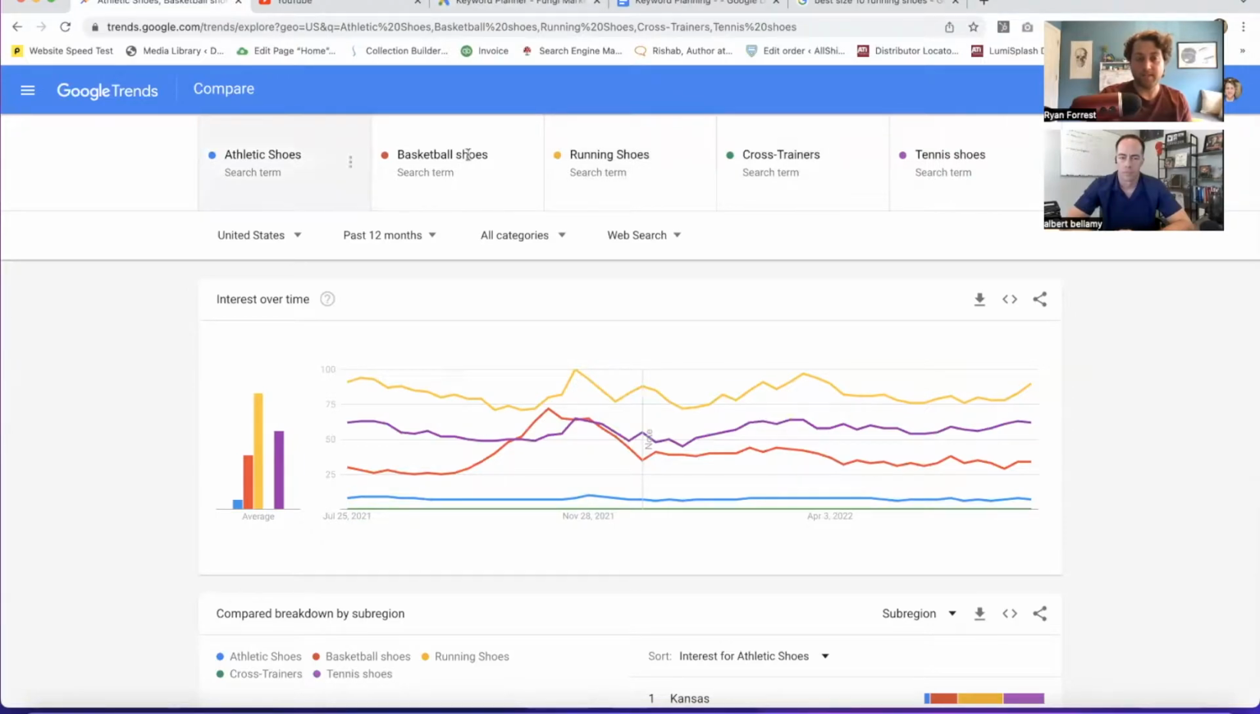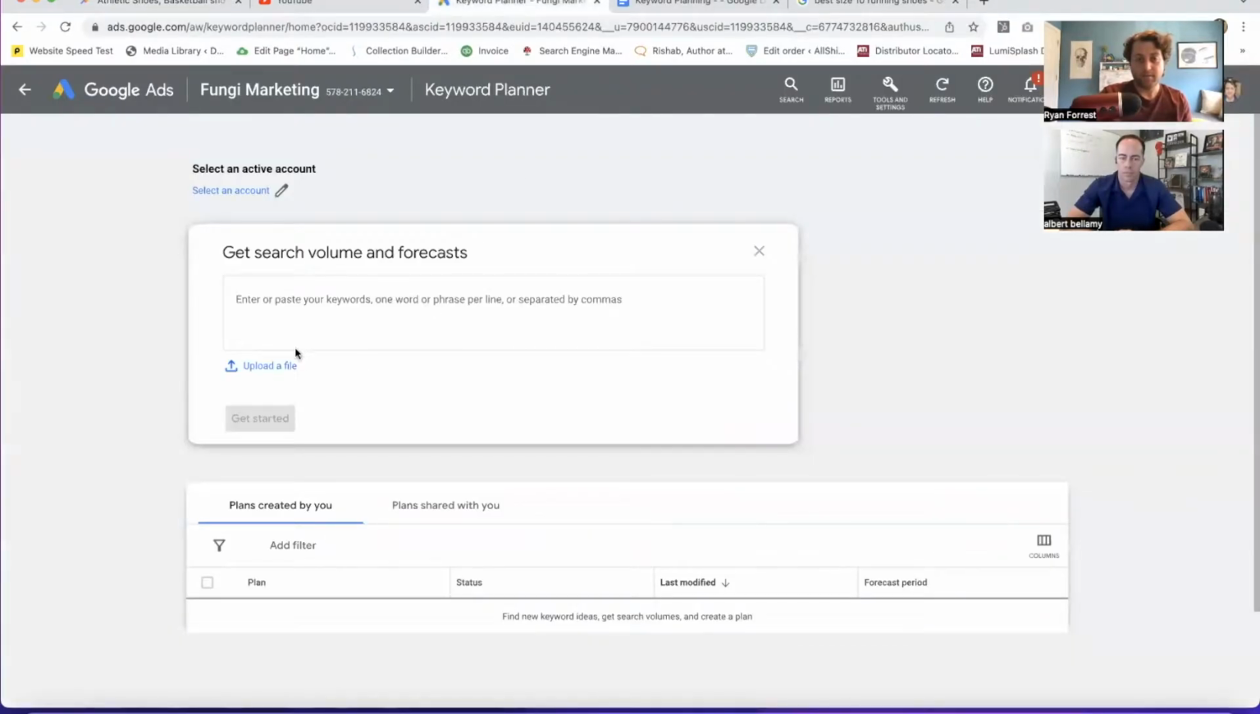Now, if we wanted to take that same concept and come over into the keyword planner, what this is going to do is athletic shoes, running shoes. What else is it? Tennis shoes, basketball.